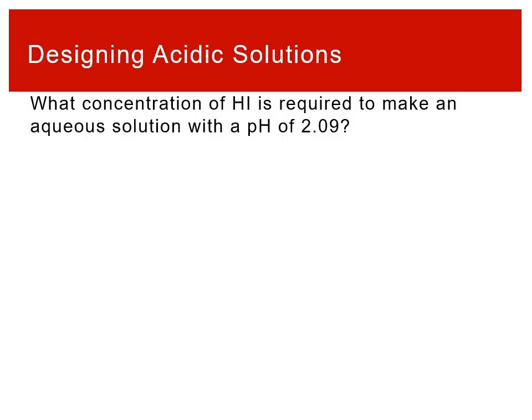Let's try another. What concentration of HI, that's hydroiodic acid, is required to make an aqueous solution with a pH of 2.09? On its face, this looks very similar to the last problem, but let's dive in and see that this is actually going to require a different approach and inform why and how we prepare actual acid solutions in the lab.